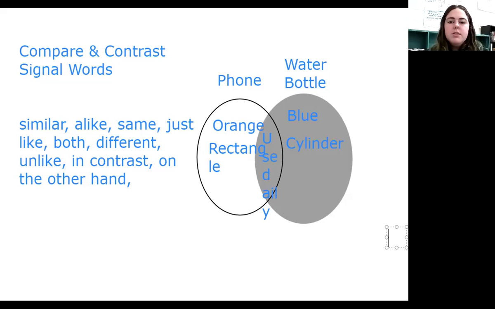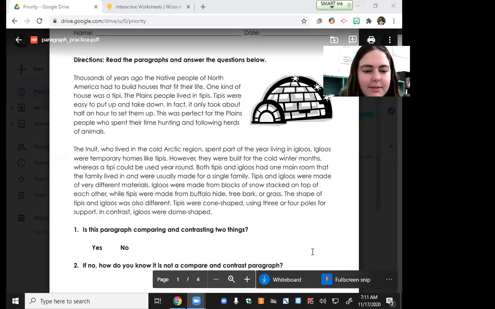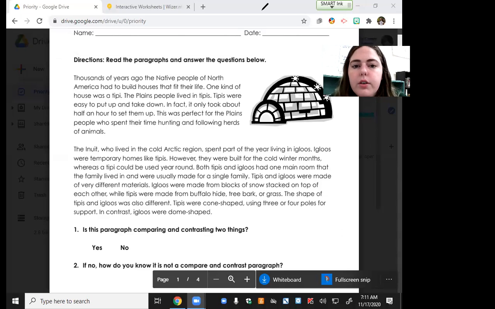So let's look for those. I read a lot of signal words. I don't know if you did. Hold on, guys. I got to get out of this. Okay, I'm back. Sorry. All right, so I read a lot of signal words. I don't know about you, but I did. So let's go back over.